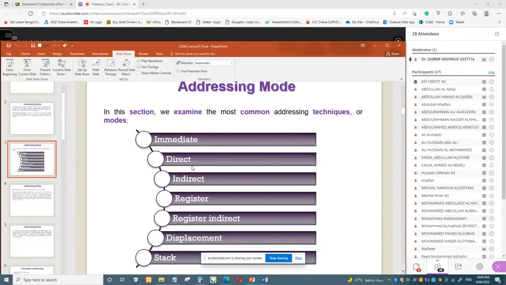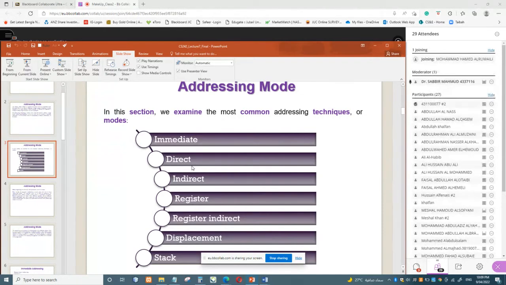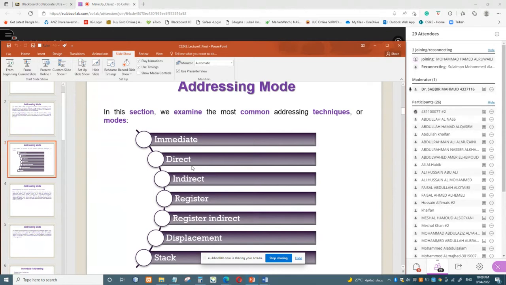This is a very simple addressing mode, and in that way we have another addressing mode called direct addressing mode. We have an indirect addressing mode. We have a register addressing mode. We have a register indirect addressing mode, and we have displacement. So these are the six addressing modes we are going to dig into, and we'll try to understand each of them. But as I told you, the addressing mode tells us how the operand will be specified in your instruction.